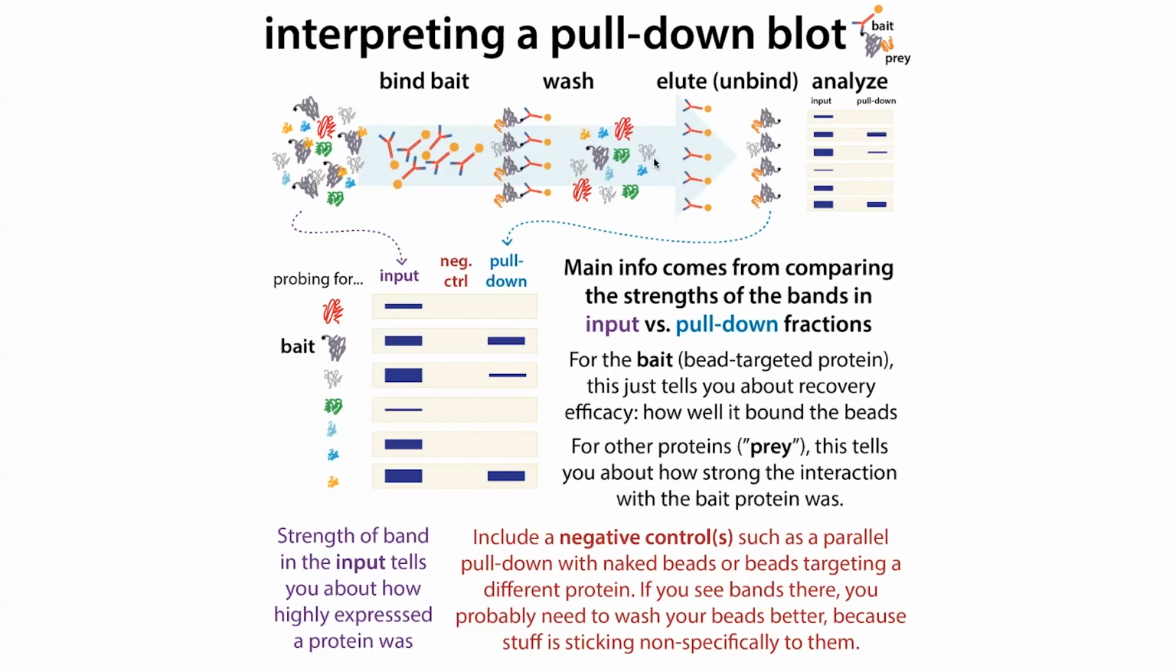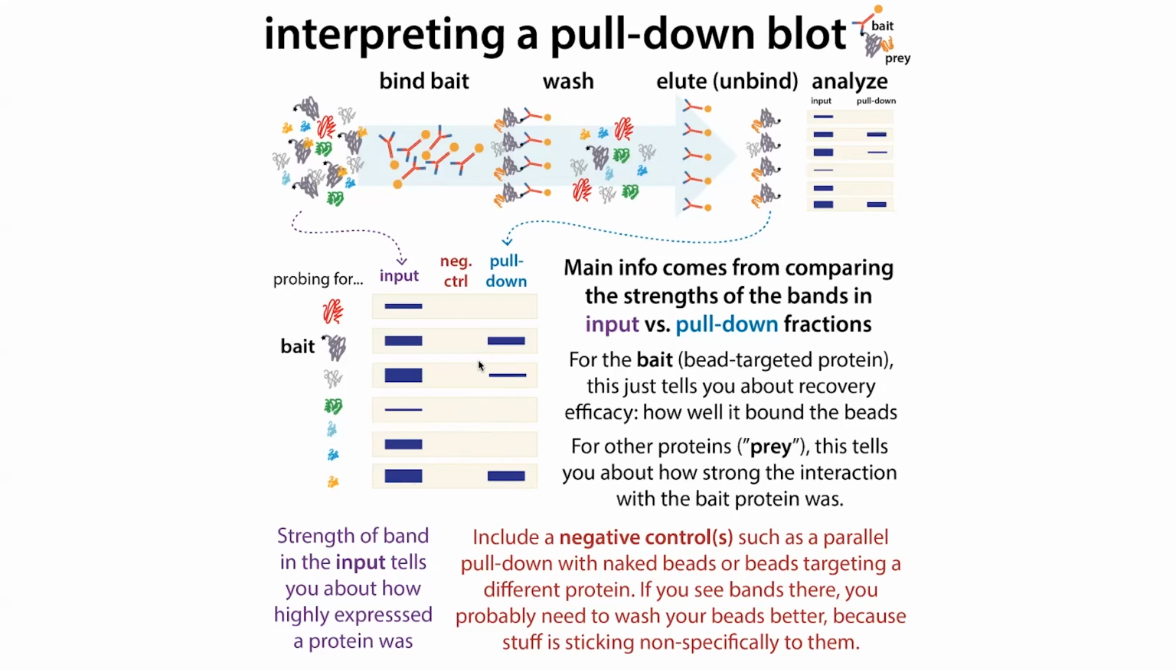And so you can see that in this example, if you had the 4 copies of the gray protein and only one was bound, your pull down band would be fairly faint. Whereas if for this orange protein, you had 4 copies of them and 3 were bound, you're going to have a stronger band. And so the strength of this band compared to the strength of the input band is going to tell you about how strongly they bound.